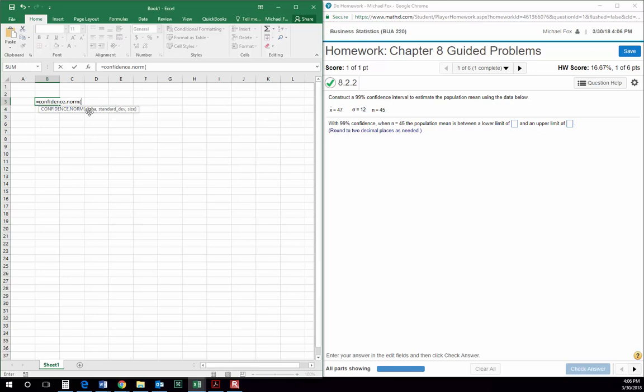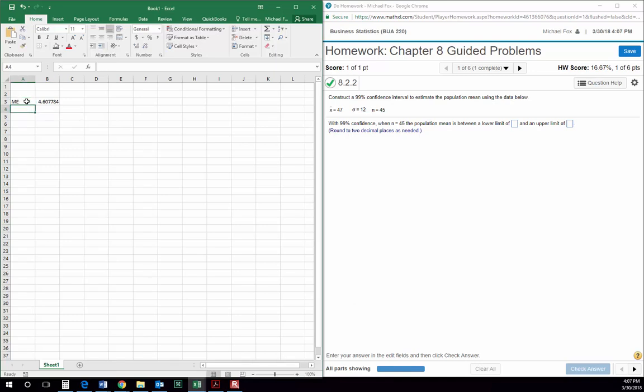And the first thing we do is our alpha. Remember, alpha is the same as 1 minus our confidence level. So if our confidence level is 0.99, then our alpha is 0.01. Our standard deviation is given to us right here as 12. And it says size, which is our n. That's our sample size. So that's 45. So when I hit enter, what it's going to return is the margin of error. And I'm just going to call this margin of error.